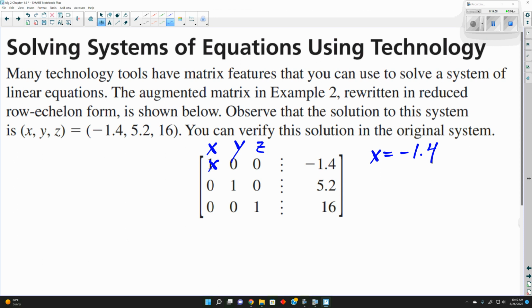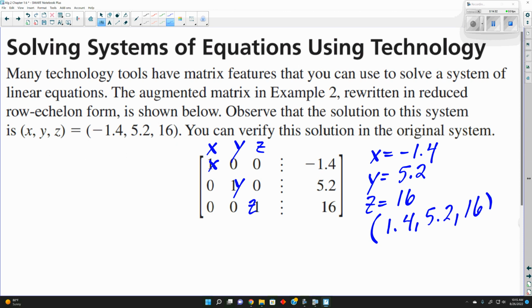If we go down to the next one, we'd have 0x plus 1y plus 0z. So y is equal to... and the last one, 0x plus 0y plus 1z, or just z, so z is equal to... So for this here, -1.4, comma 5.2, comma 16 is the ordered pair solution for this here.